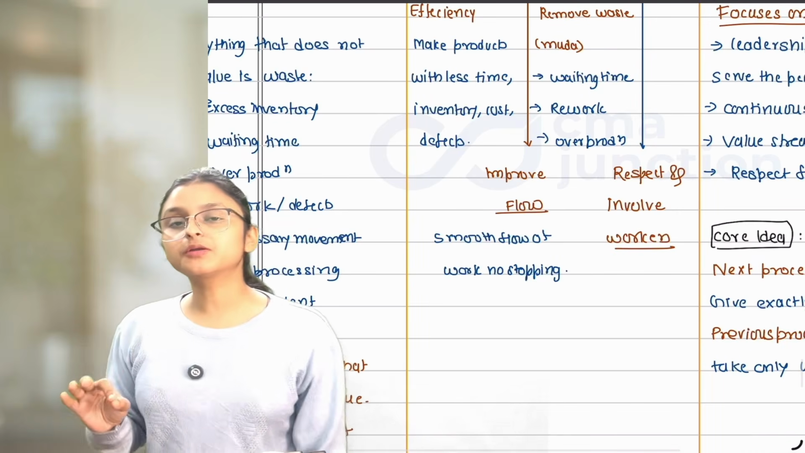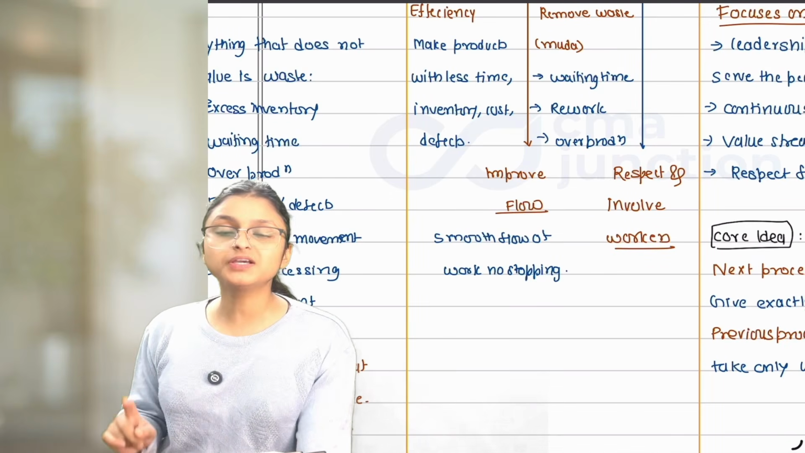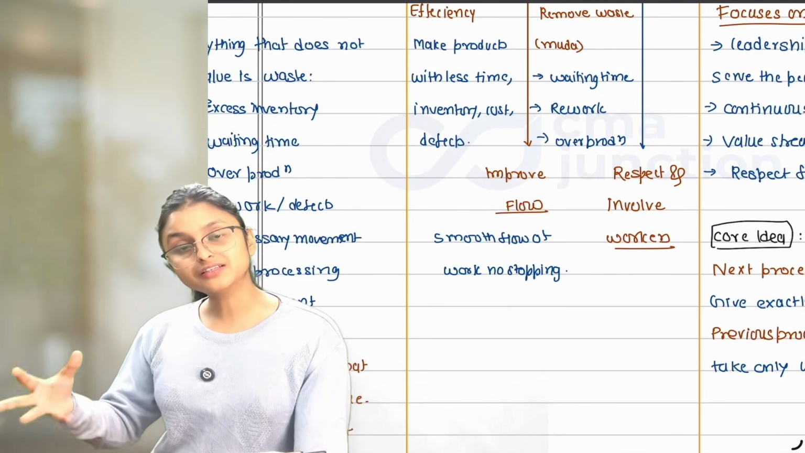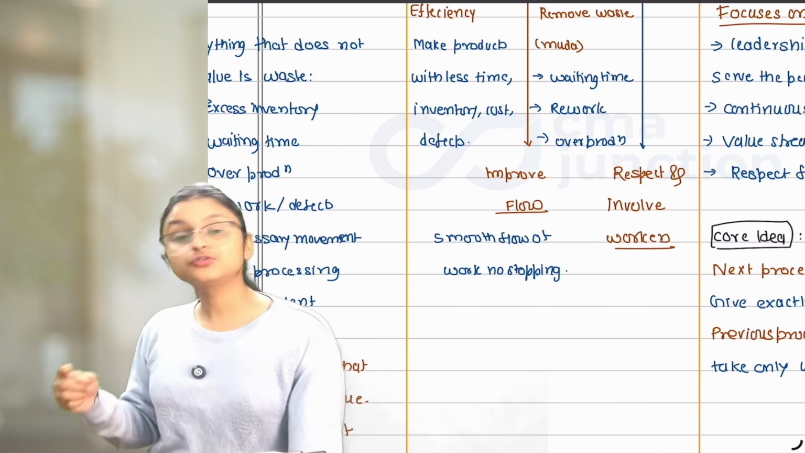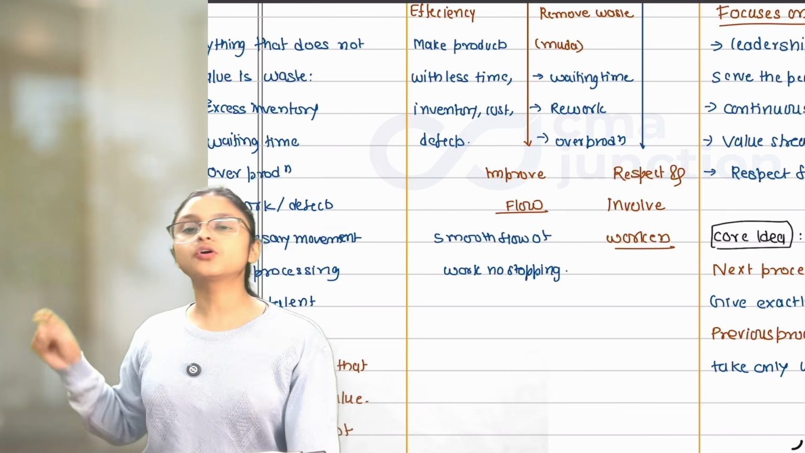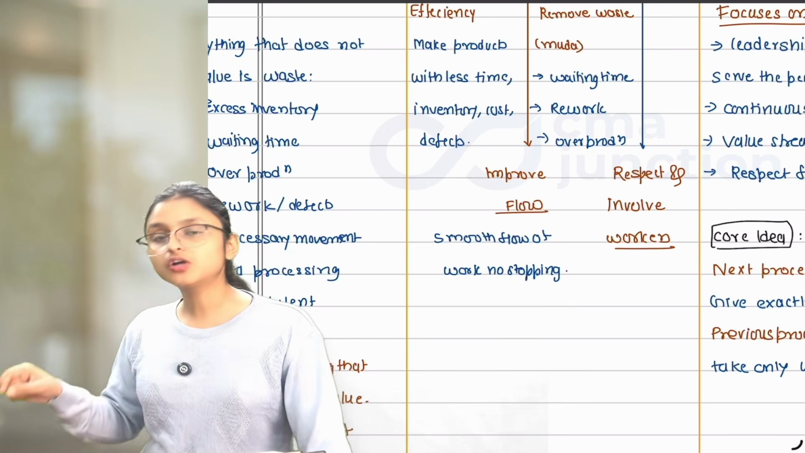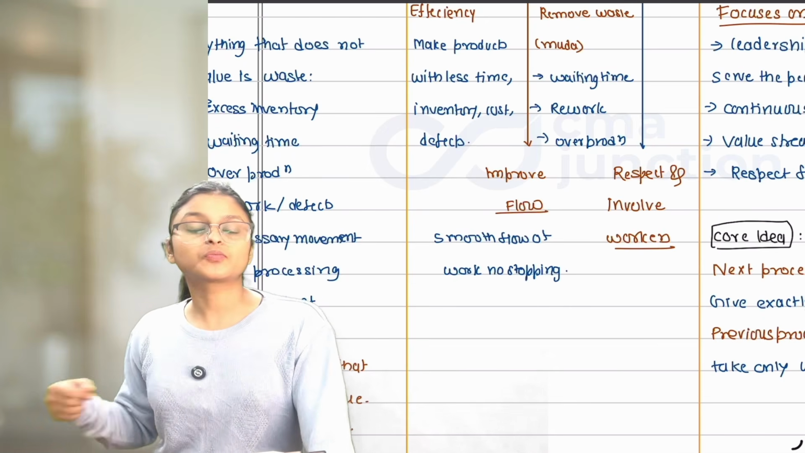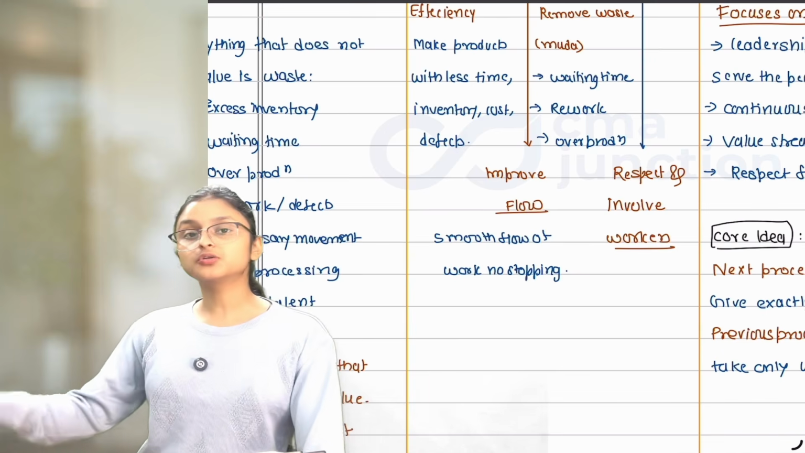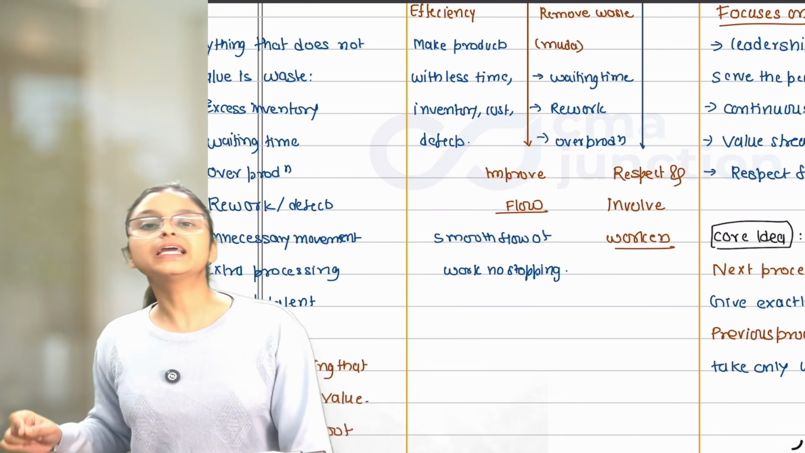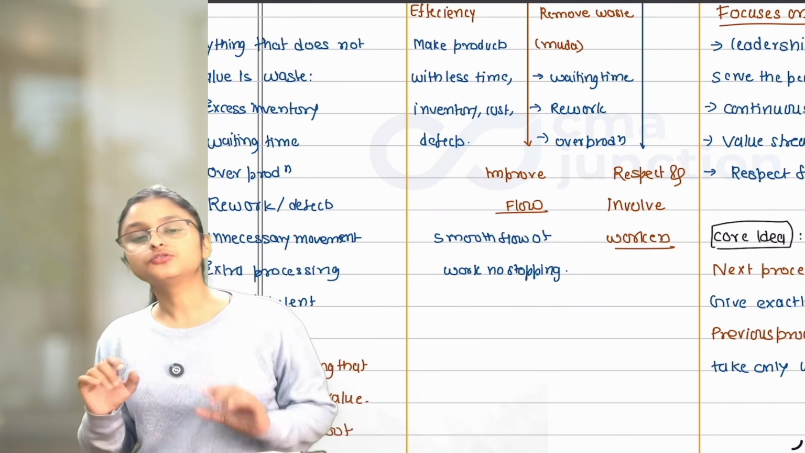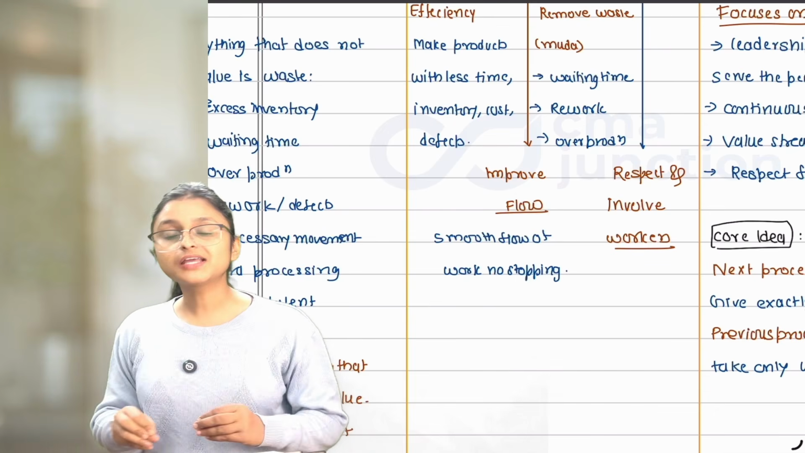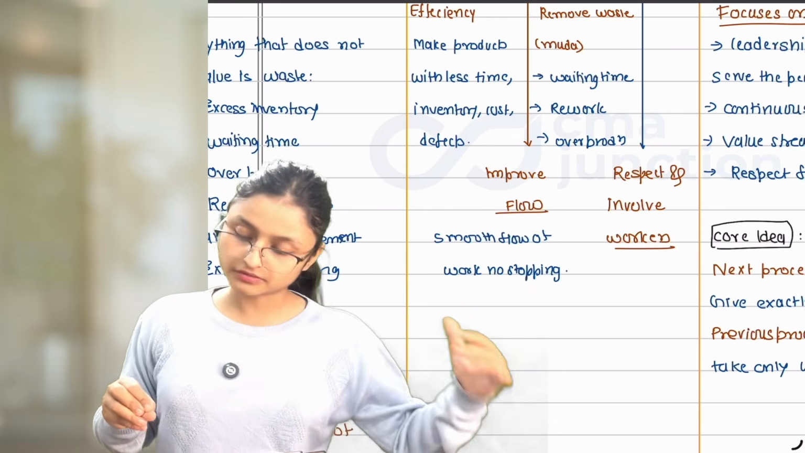Respect and involve workers, because without workers, you will not be able to implement lean or get the benefits of lean, and you will not be able to continuously improve, because they are the ones who are involved in the regular day-to-day work. They know where all mistakes or problems are happening. So they are the ones who will suggest that this is the area where we need improvement. So you need to involve every worker, then only can lean work in a continuous fashion.